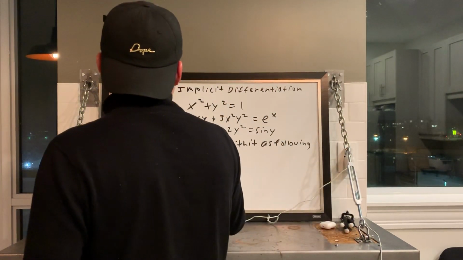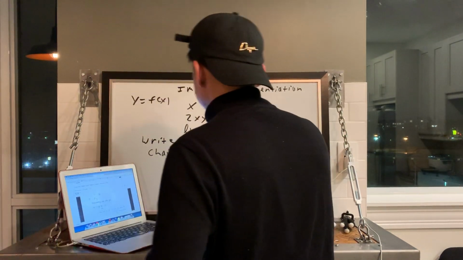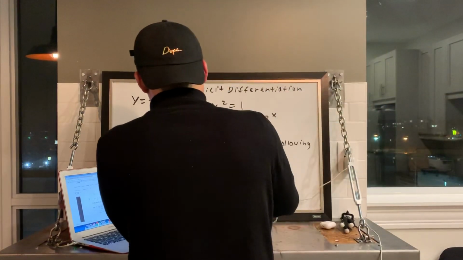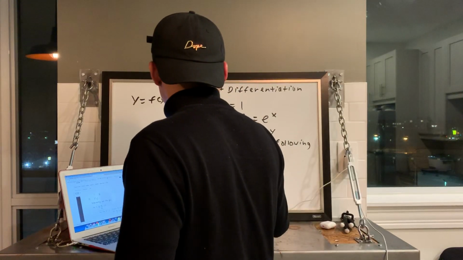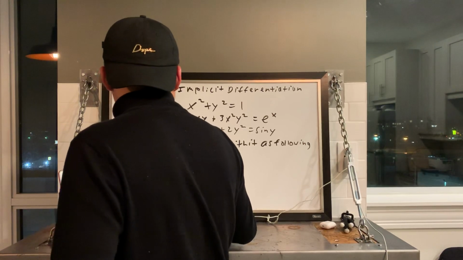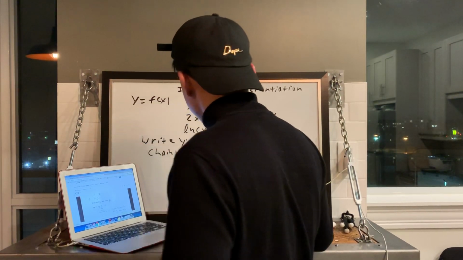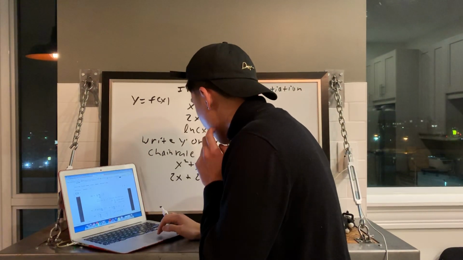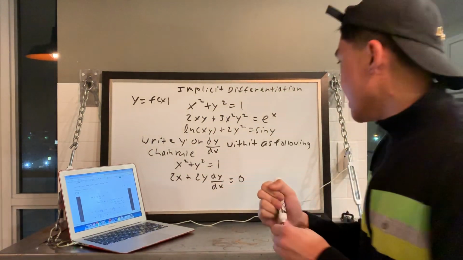So if I had x squared plus y squared equals 1, if I differentiate that, I get 2x plus 2y dy dx equals 0. What I would do is solve for it, because it's the chain rule, right? So the derivative of y is this dy dx.